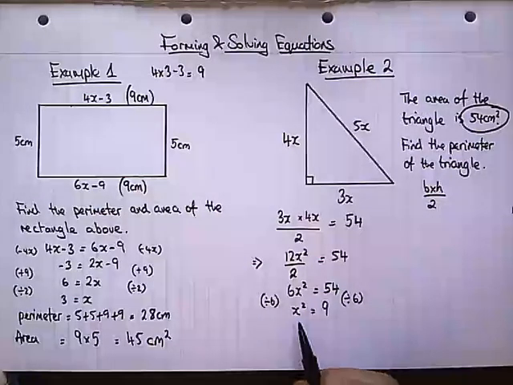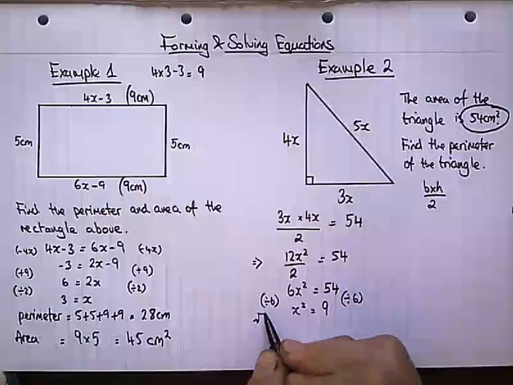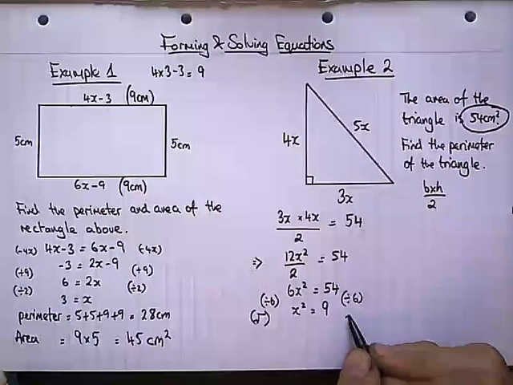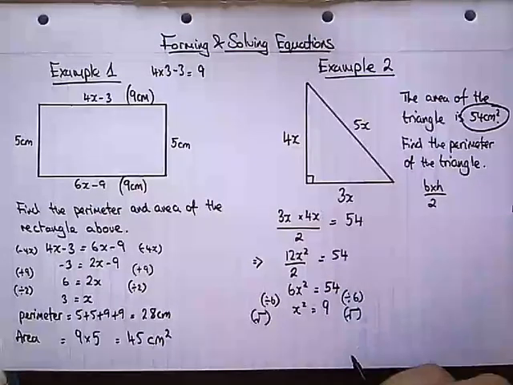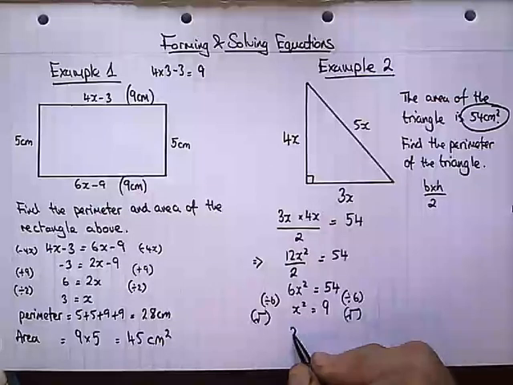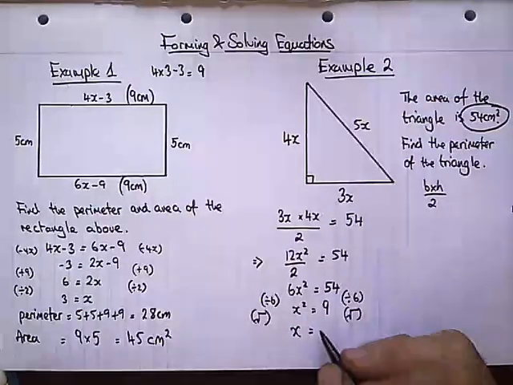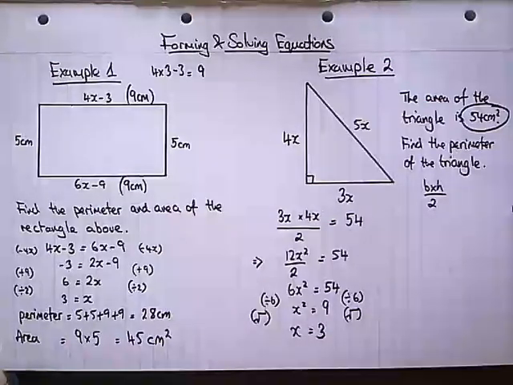Okay, so I want to undo a squaring, so that means I square root. And I can square root both sides. Square root of x squared is just x. Square root of 9, the number you times by itself to get 9, is 3. So I've worked out that x equals 3 here as well, actually.